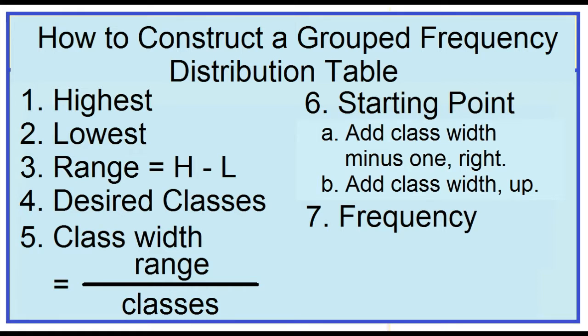To construct a grouped frequency distribution, find the highest data value and the lowest data value. Subtract the lowest data value from the highest data value, divide it by the number of desired classes to obtain the class width. Add the class width minus 1 to the lowest data value to get the upper limit. Then, add the class width to the lowest data value to get the next lower limit. Add the class width also to the upper limit to get the next upper limit. Find the frequency of each class, then find the total frequency.